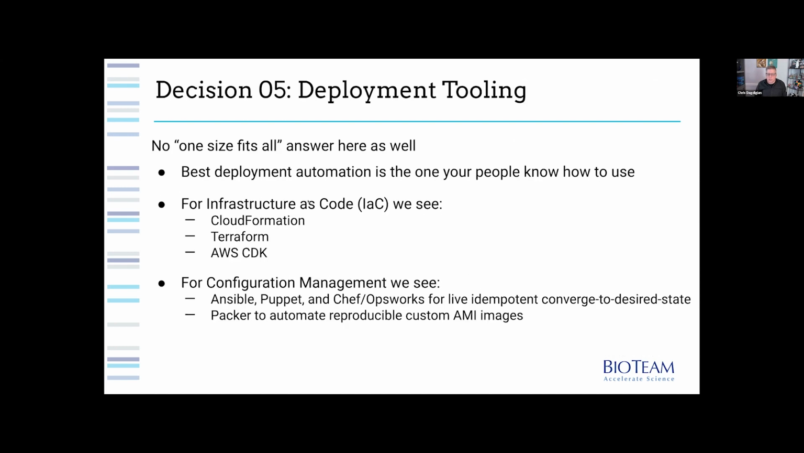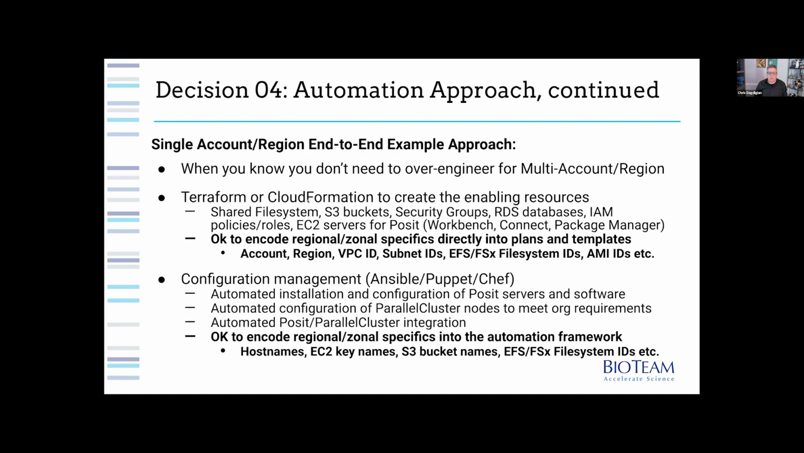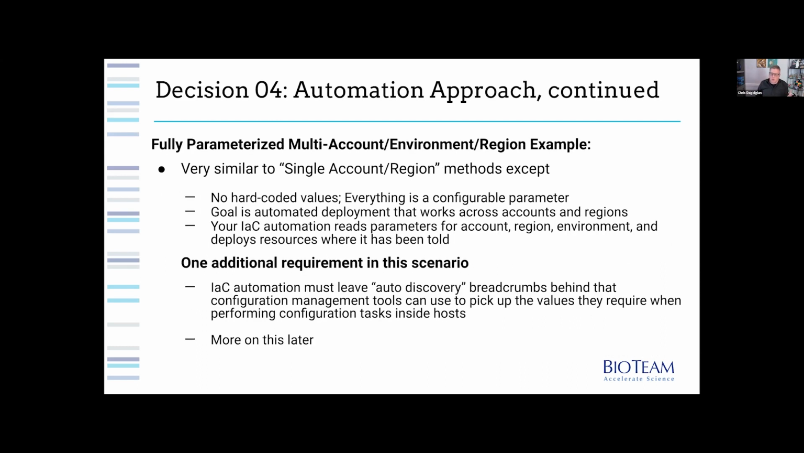If you're in the community that needs to, I'm trying to think, I might have hit this. So same thing. If you need to go hardcore and support any account, any environment, any region, at the end of the day, your automation just has to be templated. So there's no hard-coded things. And you also have to enable automated discovery so that your Chef or your Puppet or your Ansible code can discover the breadcrumbs it needs to set the host name properly for the zone or the region that it's in.